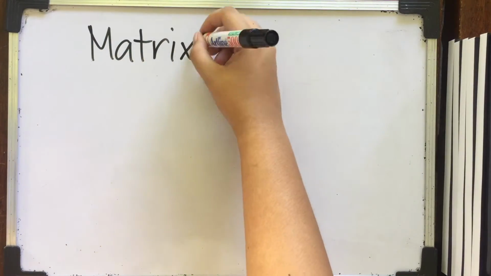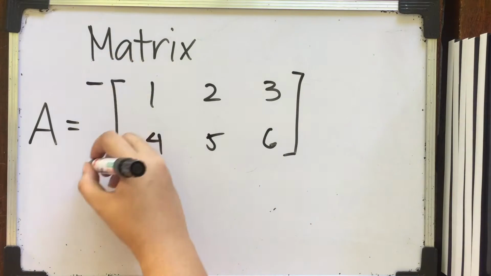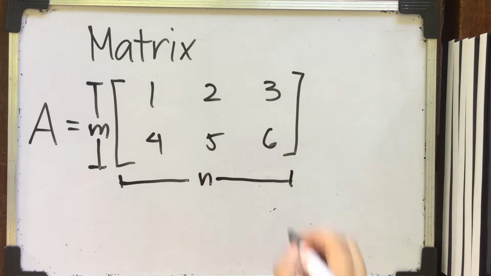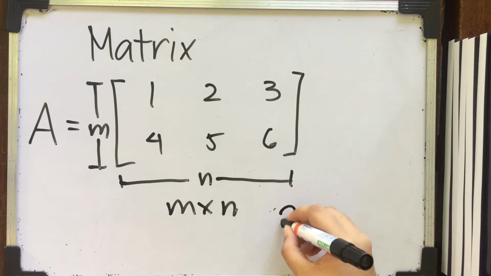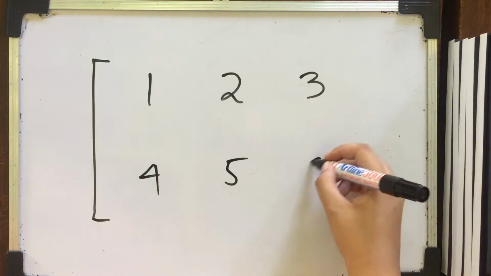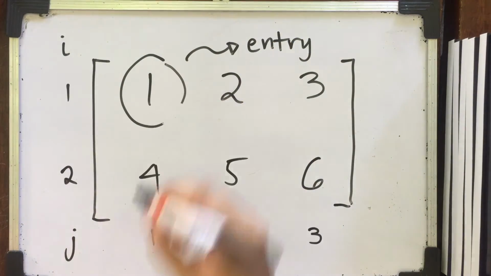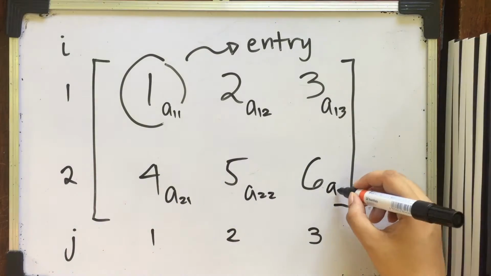A matrix is an ordered rectangular array of numbers arranged in rows and columns. They can be described in terms of their size m by n, where m is the number of rows, while n is the number of columns. The individual values in the matrix are called entries. An entry can be denoted as Aij, where i is its row number and j is its column number.